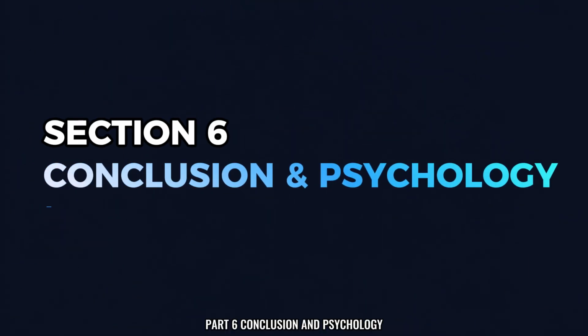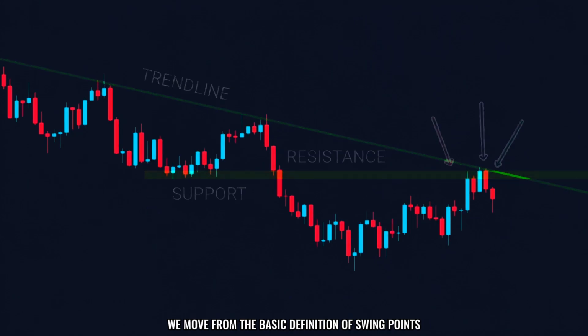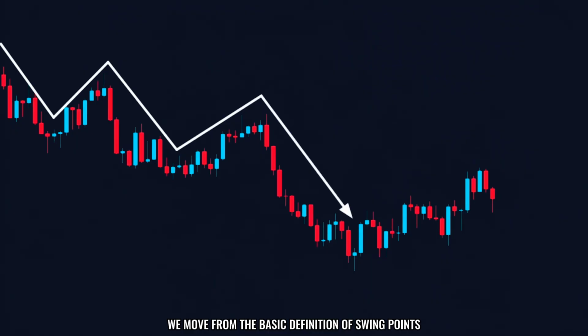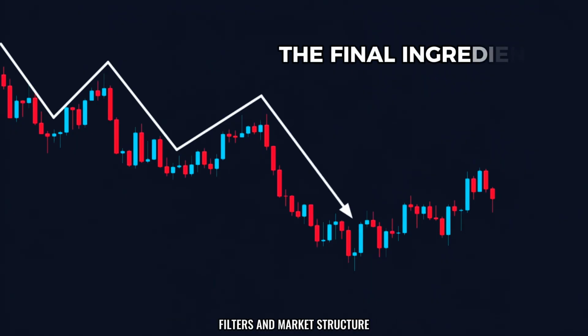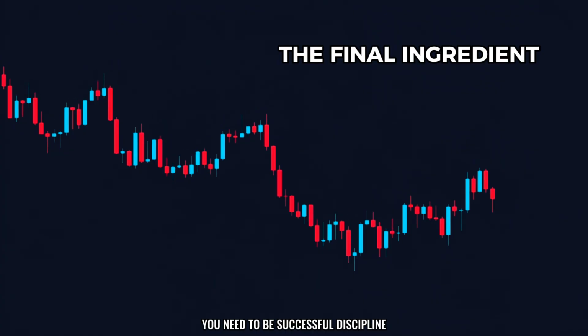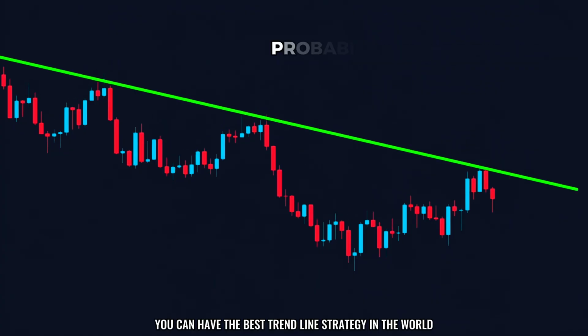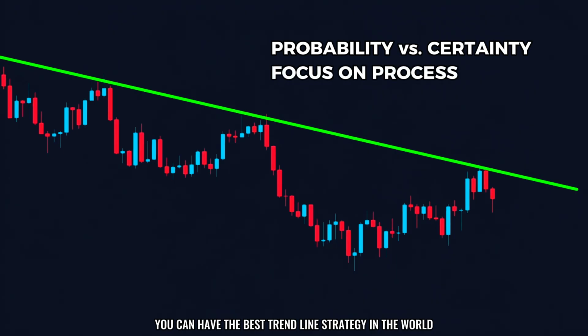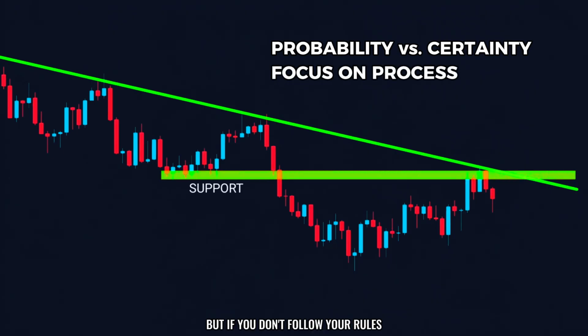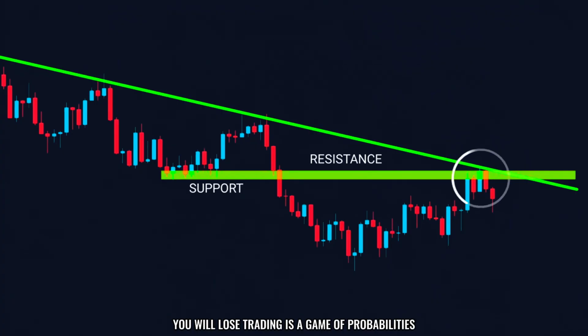Part 6. Conclusion and psychology. We have covered a lot of ground today. We moved from the basic definition of swing points to the advanced application of momentum filters and market structure. But there is one final ingredient you need to be successful: discipline. You can have the best trendline strategy in the world, but if you don't follow your rules, if you over-leverage, or if you trade out of revenge, you will lose.